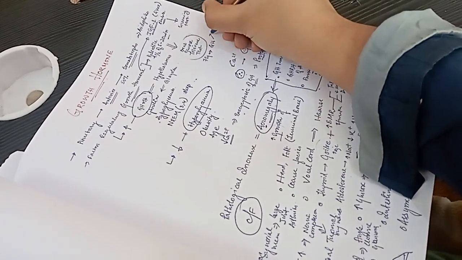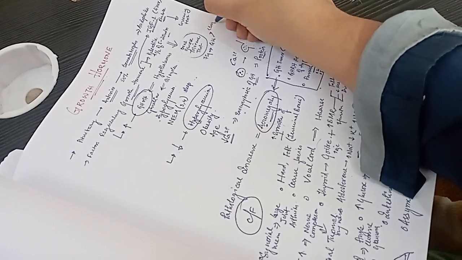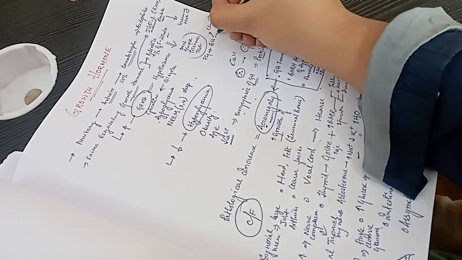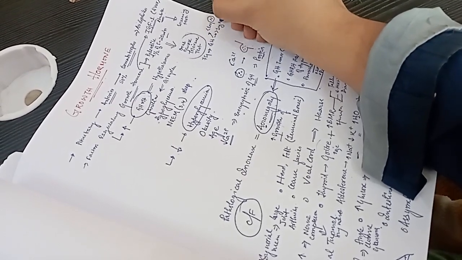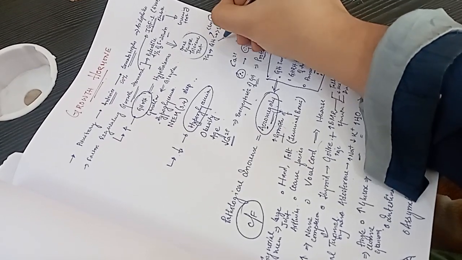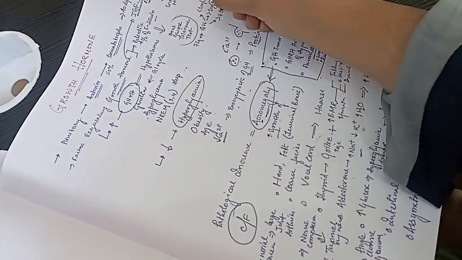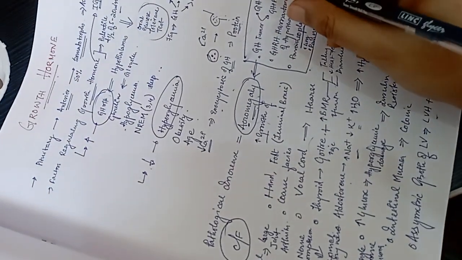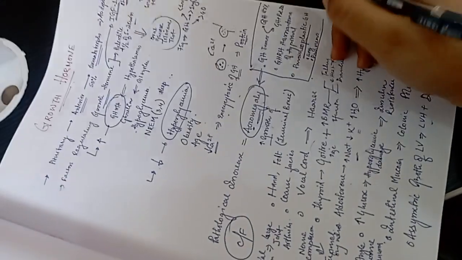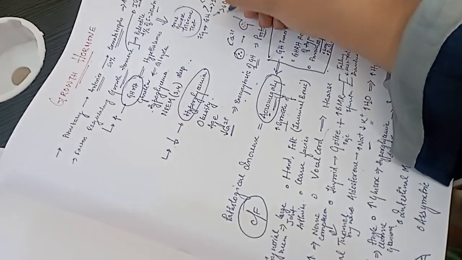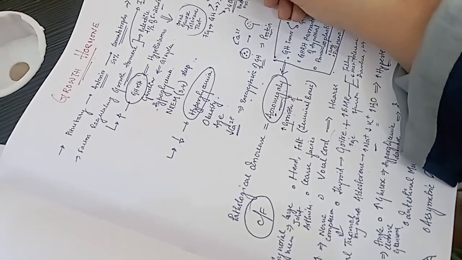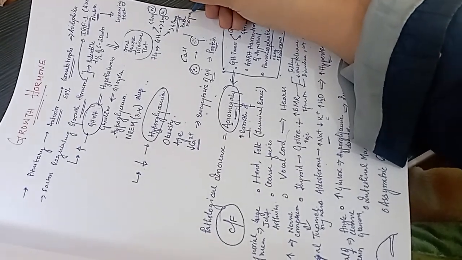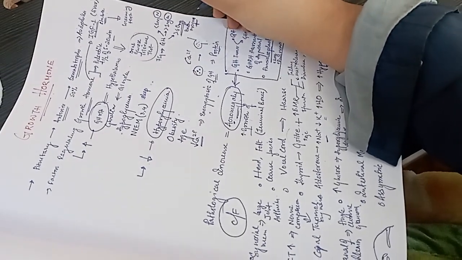Now, if we get that growth hormone is less than 1 nanogram, then it is normal. If it is more than 1 nanogram, then we know that is acromegaly. And if it is more than 40 nanogram, then it is a very bad prognosis.